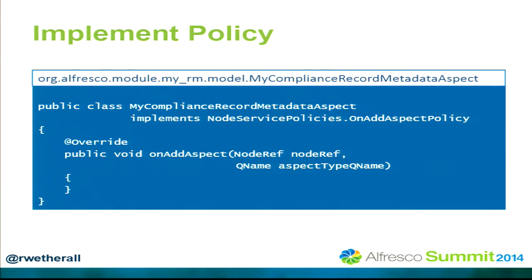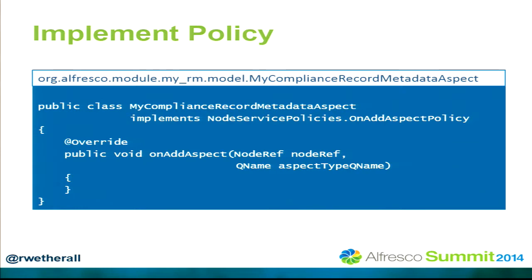So again, good practice is to implement the policy interface that you want to implement, and that's where having one class per type helps, because you're only going to have one on-add aspect method for that aspect, right? So you're not going to have to deal with different names. So I can implement that, and therefore I get my on-add aspect method. Okay, so at the moment that's just a regular class.